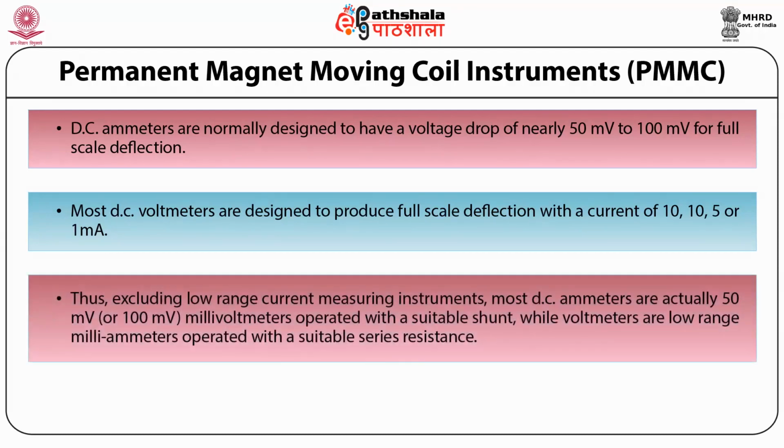Thus, excluding low-range current measuring instruments, most DC ammeters are actually 50 millivolt or 100 millivolt instruments operated with a suitable shunt, while voltmeters are low-range milliammeters operated with a suitable series resistance.